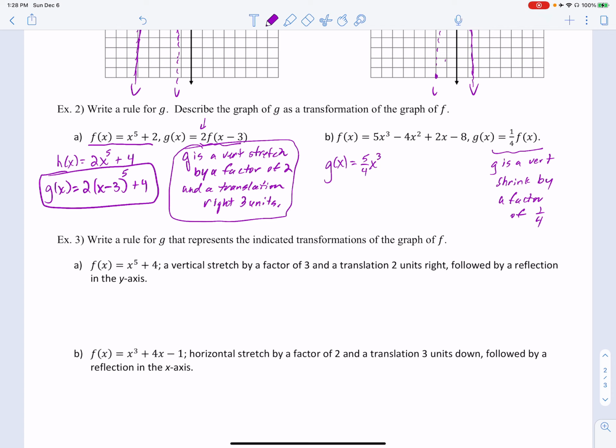So we get 5/4 x cubed, and we'll have a minus 1 x squared. 1/4 of 2 is a 1/2 x, and 1/4 of a minus 8 is a minus 2. And there is the rule for g. We also need this box because that is your description.